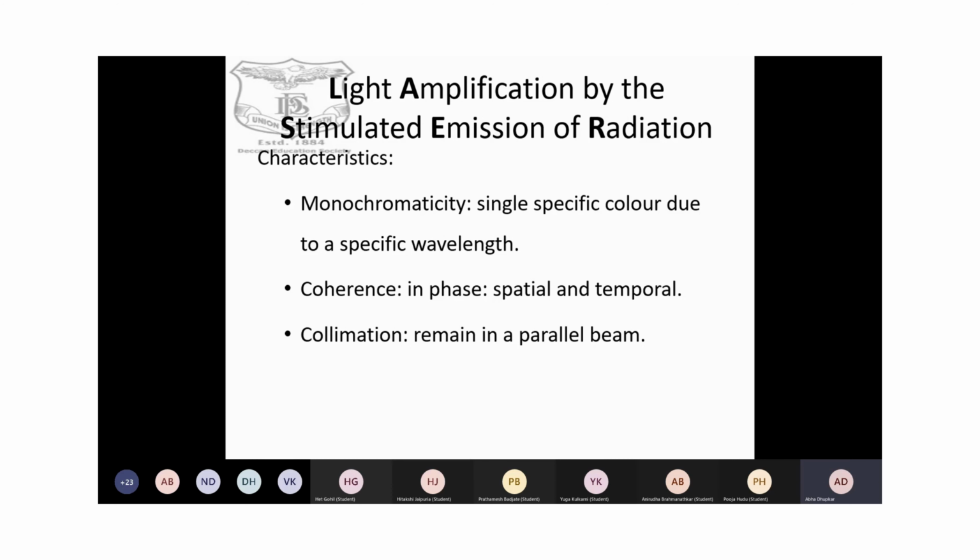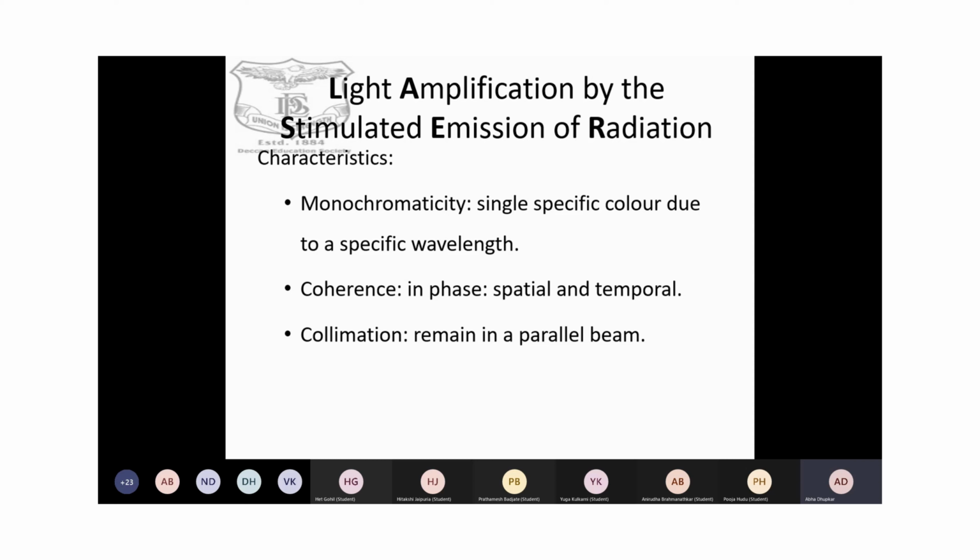The third one is a new word. This is known as collimation. Please look at the word properly. This is a new word, so I'd like all of you to write it down specifically. You should have a flashcard for this one characteristic, because this is the only characteristic which you spell wrong. So collimation means that all these radiations remain in that parallel beam.